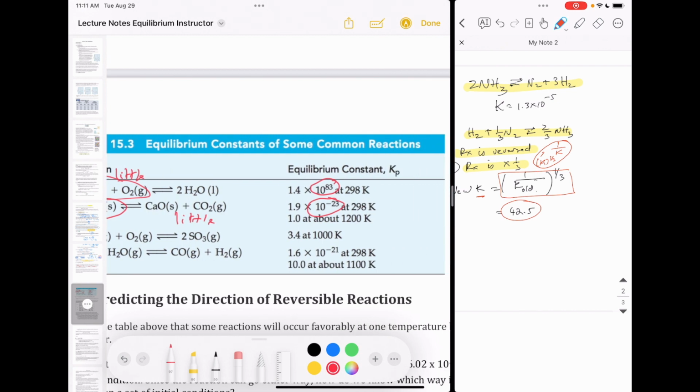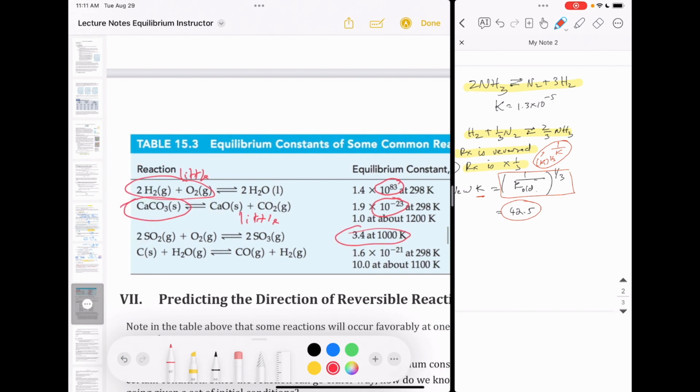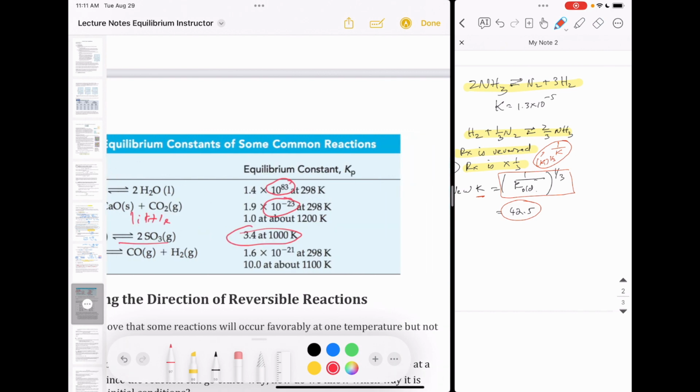Okay, and you have reactions where K is kind of close to one, in which case you have about the same of both reactants and products. Okay, and not only that, here's the thing that's interesting.